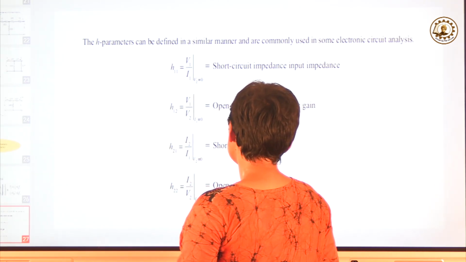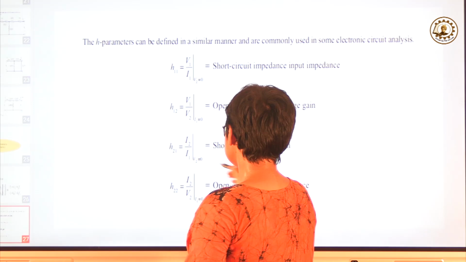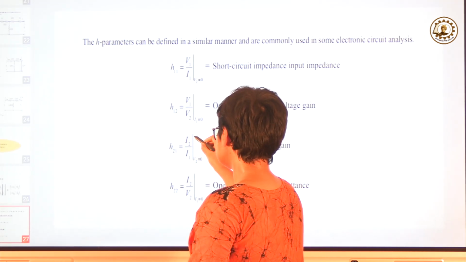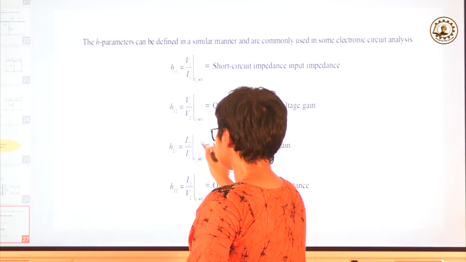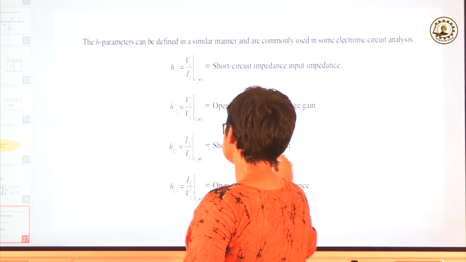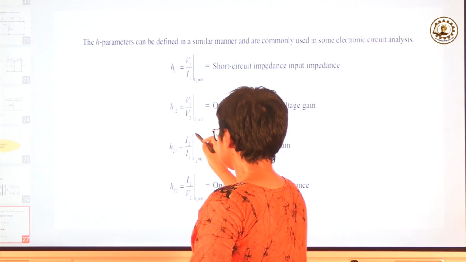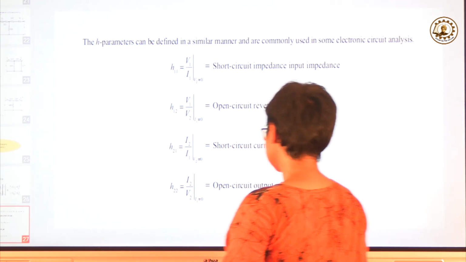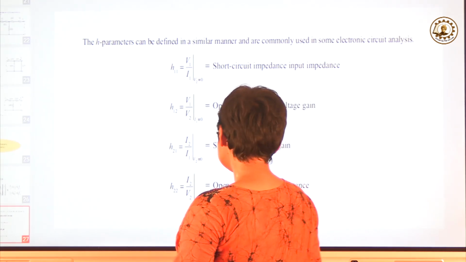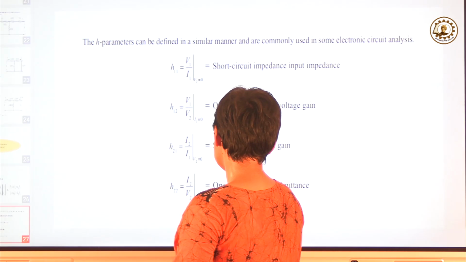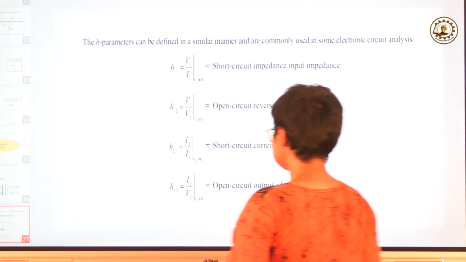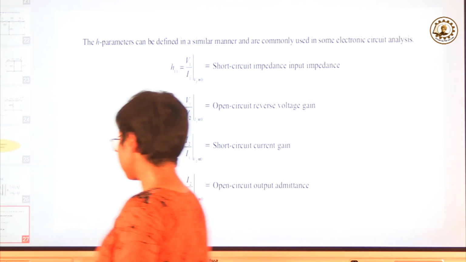And H21 equals short circuit current gain, because V2 equals 0, so short circuit. And here since it is I2 by I1 and not I1 by I2, it is written short circuit current gain. Had it been I1 by I2, it would have been written short circuit reverse current gain. Next, H22 is I2 by V2 at I1 equals 0. Therefore, open circuit output admittance.